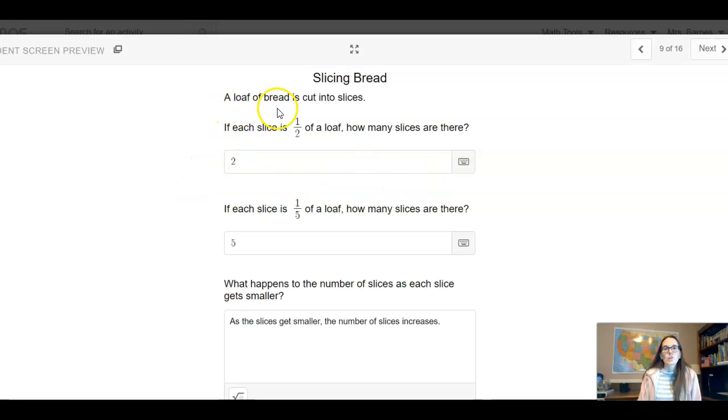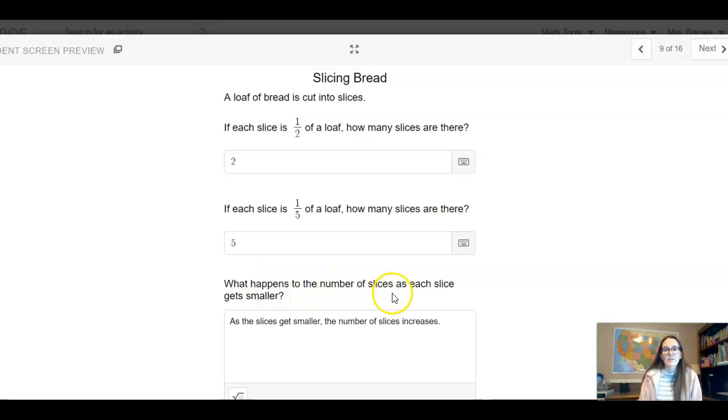On slide 9, we're talking about taking a loaf of bread, so that would be our one whole thing, and cutting it into slices. Well, if each slice is half of a loaf, how many slices would there be? Well, that would just be 2 slices. Half plus a half would give me the whole thing. If each slice is a fifth of a loaf, there would be 5 slices. 1/5, 2/5, 3/5, 4/5, 5/5 for the whole thing.